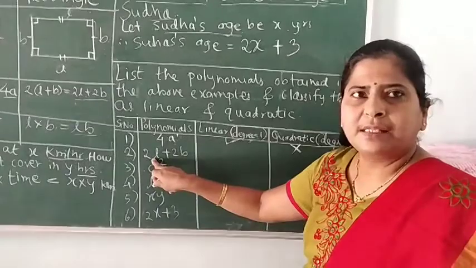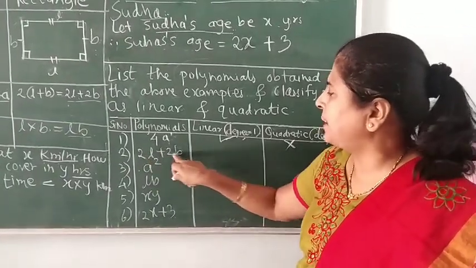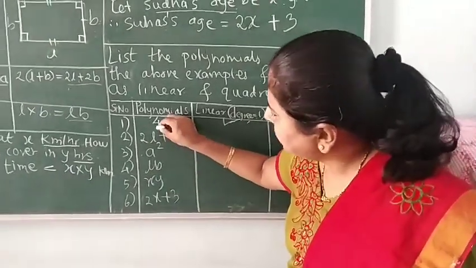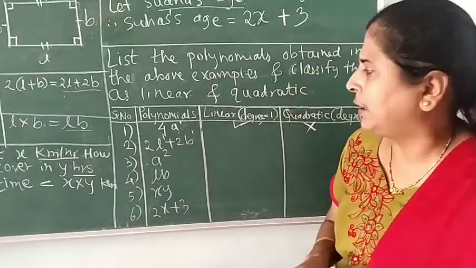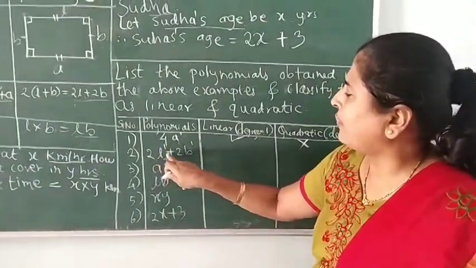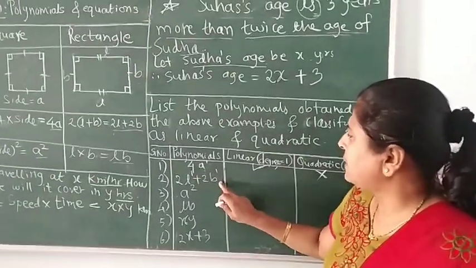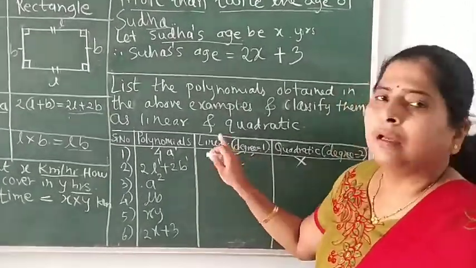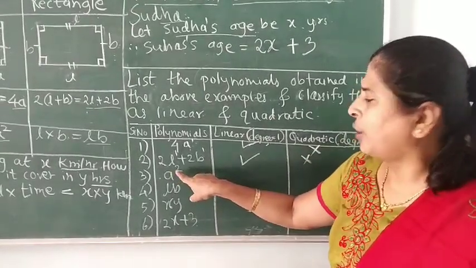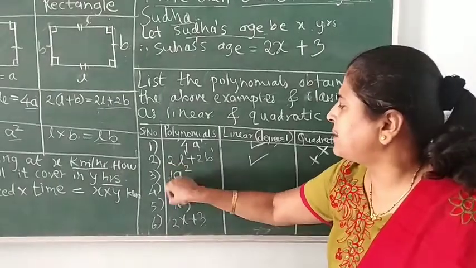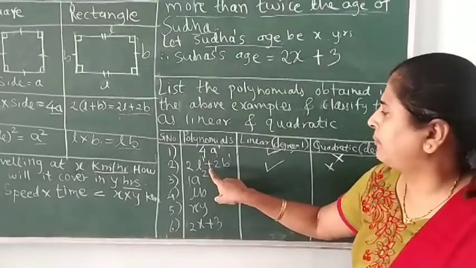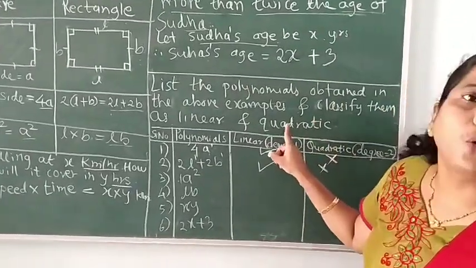Now in the second example, 2l plus 2b, the coefficients of the variable l is 2 and b also 2. But what is the power? It is 1 and here 1. Nothing written means 1. So when the degree of each term is 1, this is also called a linear polynomial and it is not a quadratic. Now in the third example we have a square. The coefficient of a square is nothing, meaning it is 1. But what is the power? The power here is 2. When the degree of the polynomial is 2, we call it quadratic.